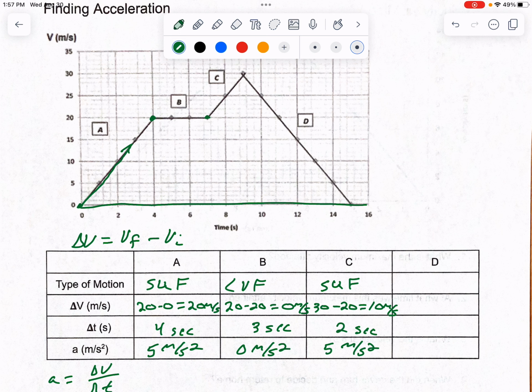Then line D, so be careful with line D. We didn't turn around. We didn't change direction. We're still going forward, but now we're going back towards 0. If you're going towards 0, that means you're slowing down. So this would be slowing down forward. What was your final velocity? This, you gotta be careful. Your final velocity was 0 because you went all the way down to the x-axis, minus your initial, which was 30, so negative 30 meters per second. That was your change in velocity. And then how long did it take? It looks like we started at 9, ended at 15, so that'd be 6 seconds. So negative 30 divided by 6 gives you a negative 5 meters per second squared.